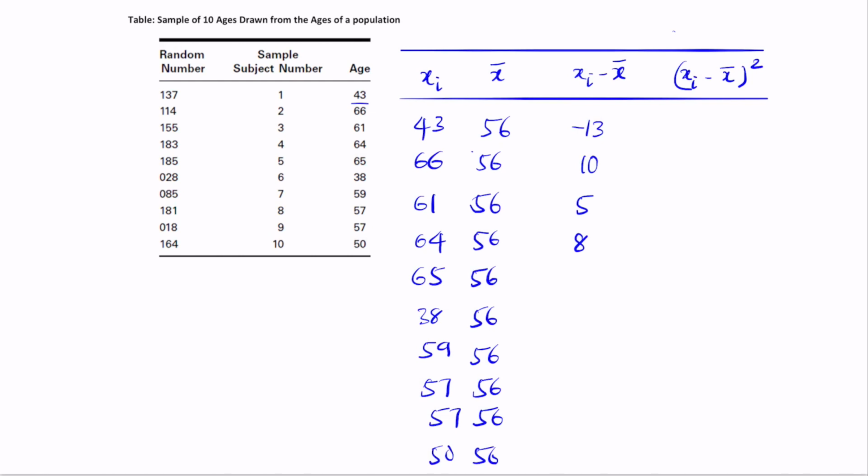Next, 65 minus 56 gives you a value of 9. Next, 38 minus 56 gives you a value of negative 18. 59 minus 56, you get 3. 57 minus 56 is 1, and then negative 6. So now we have all the values of xi minus x bar.